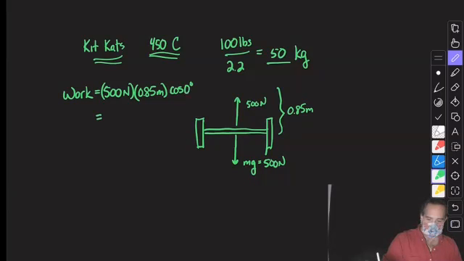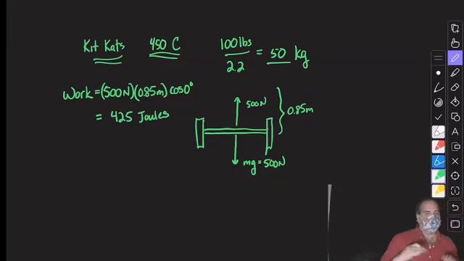It gives me 1. It's not going to be 1. It's going to be 500 times 0.85. Let me check again. Oh, yeah. Yeah, 425. Right. 425. And the cosine of 0 is 1, so I can leave it like that. So this is 425 joules.